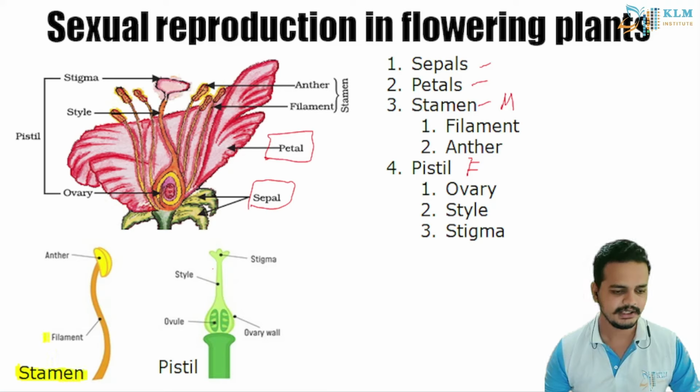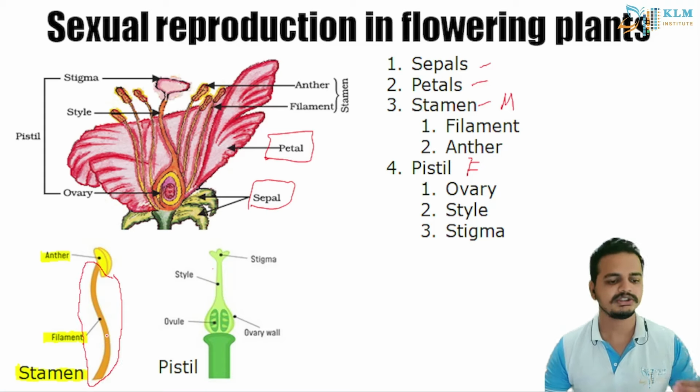You can see a part known as filament and anther. Filament is a long structure. Here you can see this whole thing is known as filament. Anther is the topmost structure of the stamen. It has some powdery substance known as pollen grains. So these pollen grains represent the male germline, or the male part of the flower.